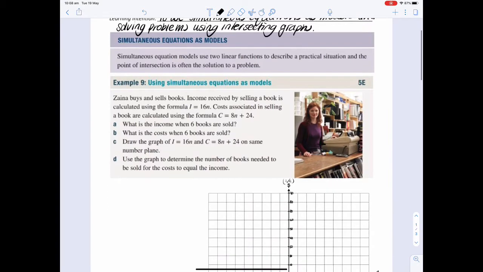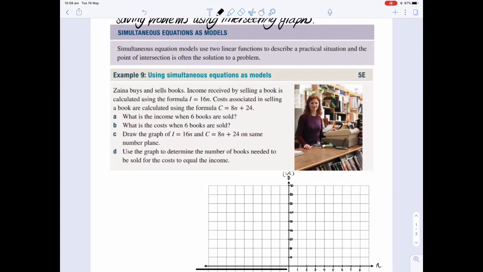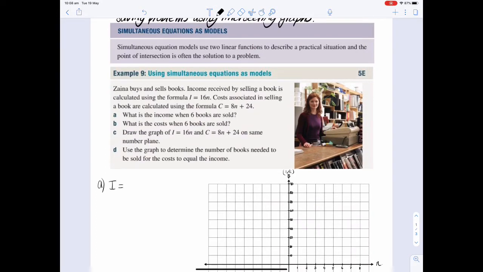First example says Zaina buys and sells books. Income received by selling a book is calculated by using the formula I equals 16n. Costs associated in selling a book is calculated using the formula C equals 8n plus 24. Part A says what is the income when 6 books are sold? So we can use the formula for this. Income equals 16n. So 16 times the number of books, which would be 96.